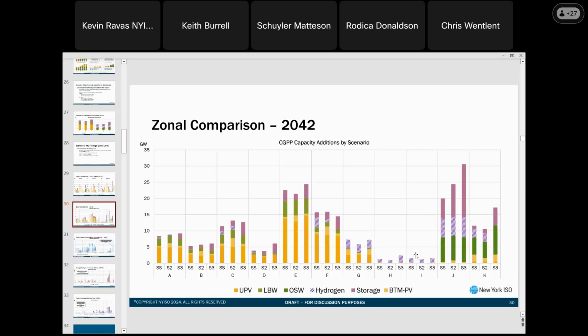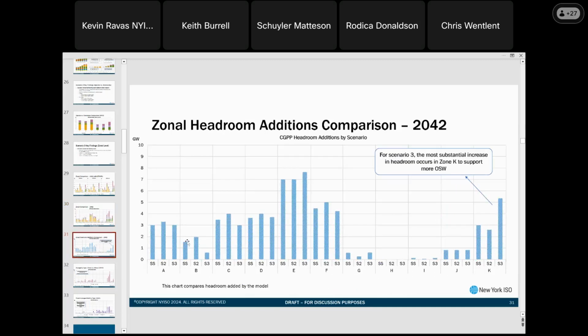And so furthermore here, one other key point is the model did add more offshore wind, right, to accommodate this additional energy. And that was primarily built in zone K. And that leads me to my next slide here on headroom. Because we needed more offshore wind in zone K in this scenario, we also needed additional headroom in zone K to accommodate that. So that's why when you see the headroom numbers reported, you'll see a lot higher headroom in K.